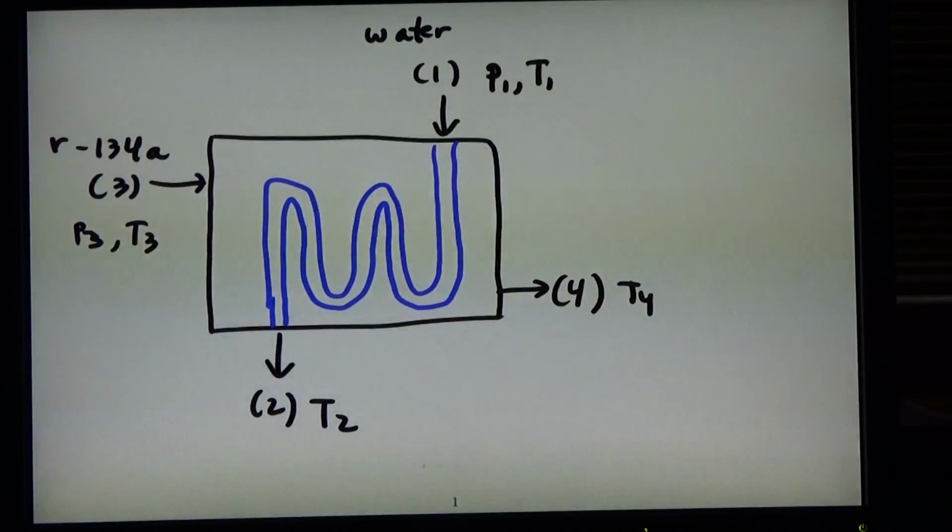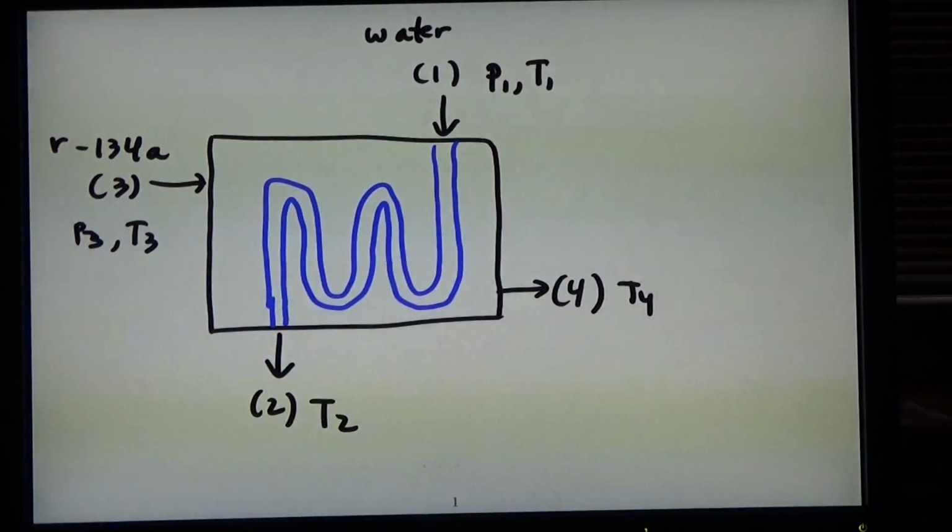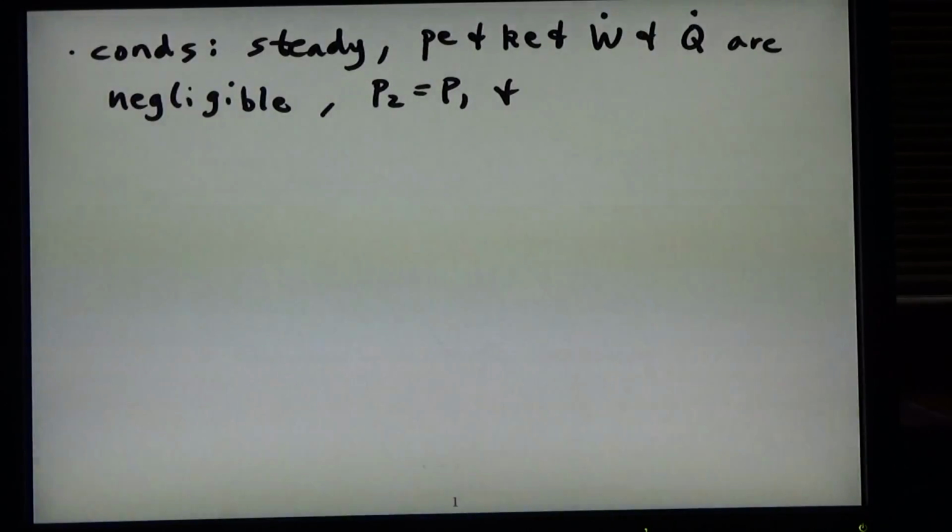Also, same thing for the shell. Whatever pressure the refrigerant came in at, it leaves the shell at the same pressure. So P4 is equal to P3.